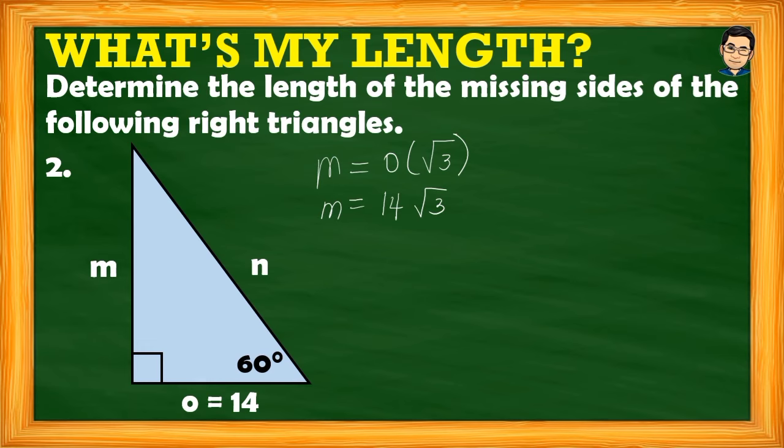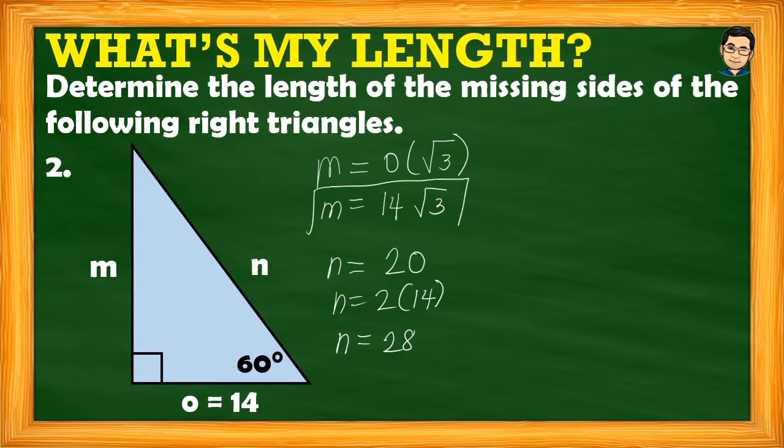Okay. Next, N naman. So, kung ano yung sukat ng shorter leg, doblehin lang natin. So, magiging N is equal to 2O. Okay. Hindi po yan 20 at 2O. So, N is equal to 2 times 14. That is 28. So, M is equal to 14 square root of 3. And then, N is equal to 28.